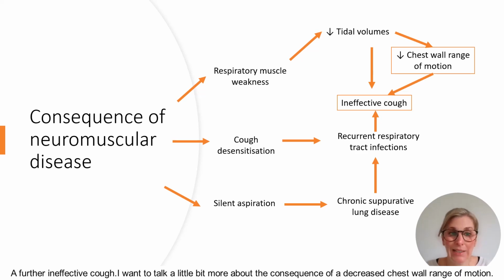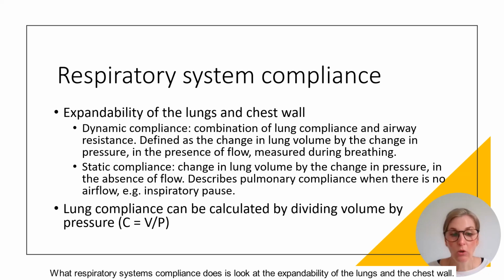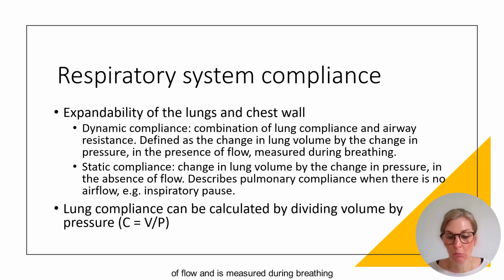I want to talk a little bit more about the consequence of a decreased chest wall range of motion. One such measurement that helps evaluate chest wall stiffness and changes in this is the respiratory system compliance. What respiratory system compliance does is look at the expandability of the lungs and the chest wall. You have dynamic compliance, which is a combination of lung compliance and airway resistance, defined by the change in lung volume by the change in pressure, in the presence of flow, and is measured during breathing.